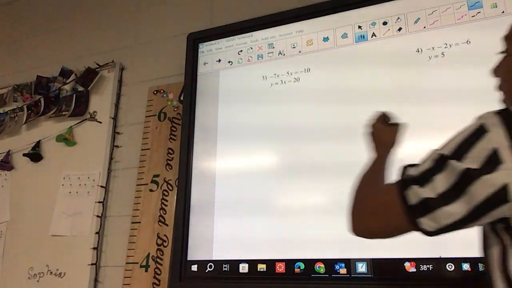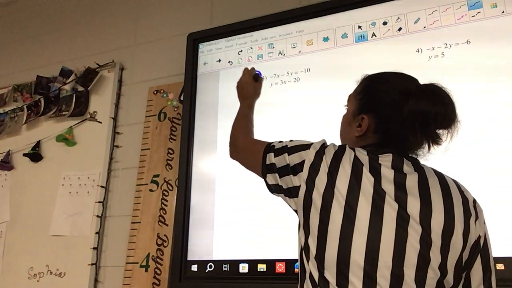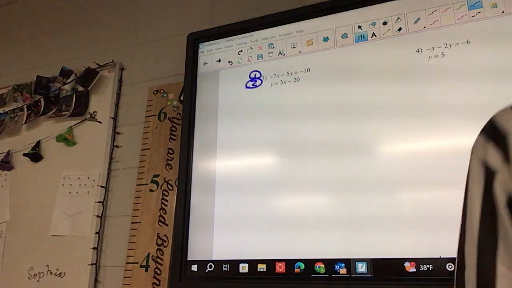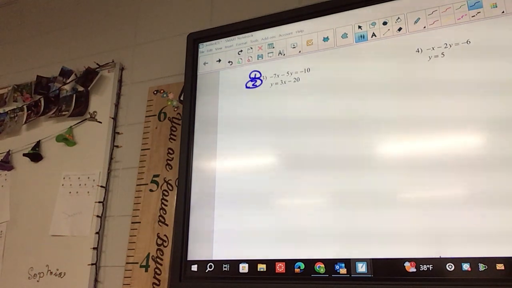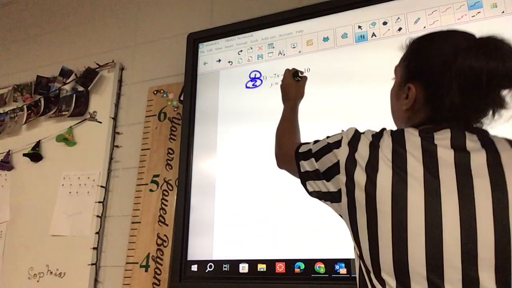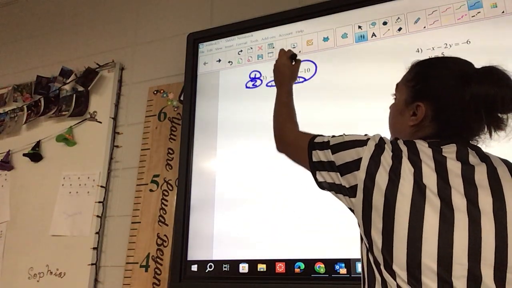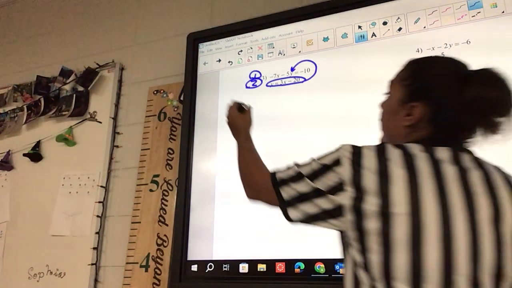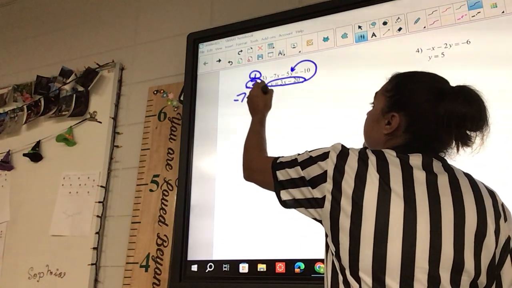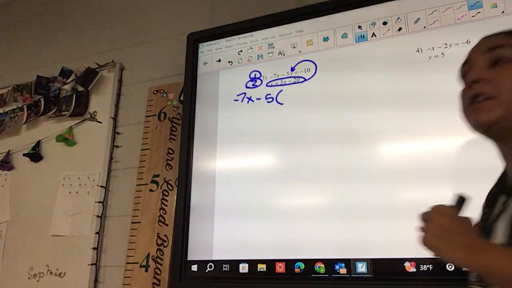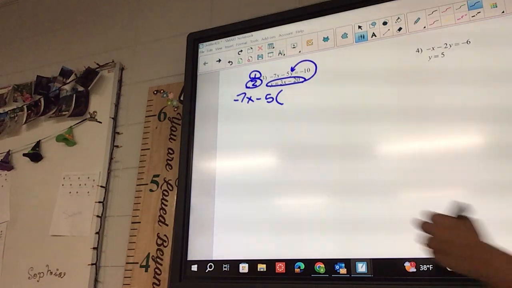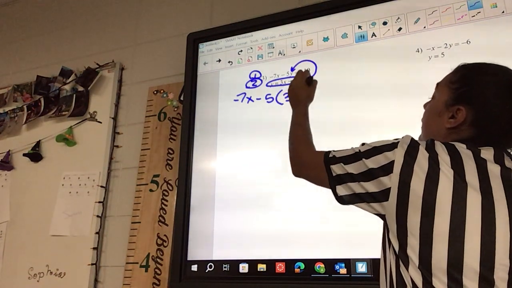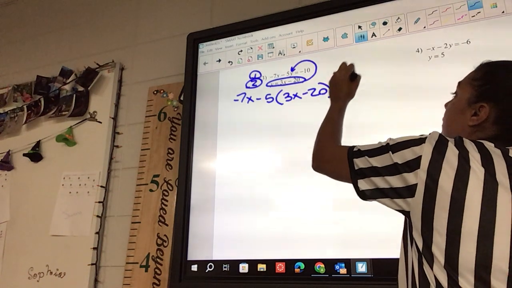Okay, look at number 3. We got equation 1, equation 2. Which one are we gonna circle? 2, because that's the one that says y equals. So we're gonna circle and plug that into the other one up here. Okay, and so we're gonna write down equation 1, negative 7x minus 5, and instead of y, what does he go by now? 3x minus 20. 3x, and then a negative 20 equals negative 10.